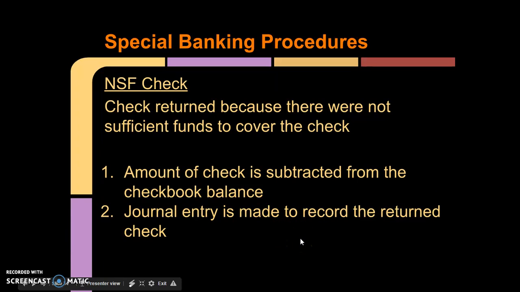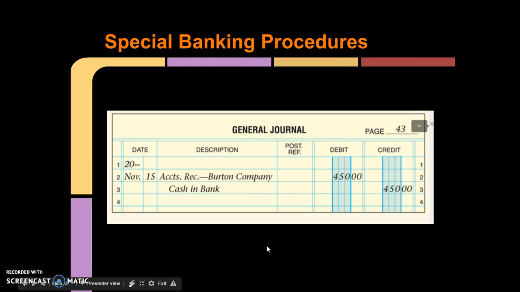NSF check, which means not sufficient funds, which means that a check was cashed. However, there were not enough funds in order for the check to be honored. Therefore, it's also called a check bouncing. A journal entry does have to be made to record the returned check. So in this case, debit accounts receivable, Burton Company, $450, and credit cash, $450. NSF, not sufficient funds check.